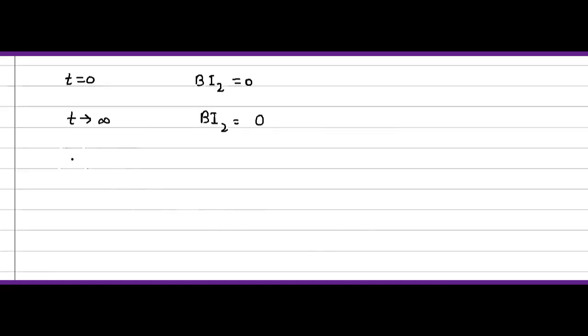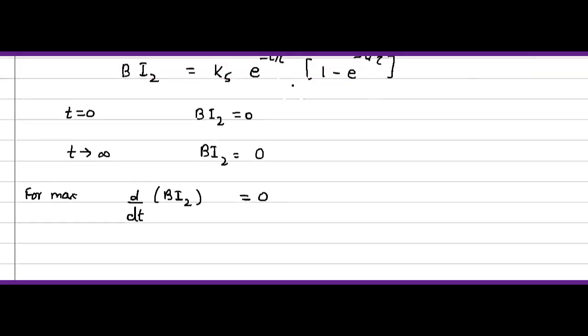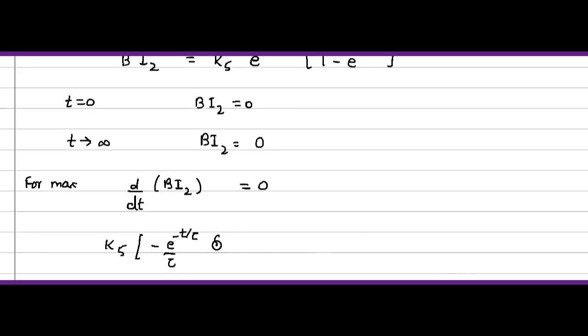So to get the maxima, we can differentiate the product Bi2 with respect to time and put it equal to 0 for getting maxima or minima. In this case it would be maxima. If we differentiate this equation, K5 won't be differentiated, so we can take K5 to be constant. Then we differentiate our first part, taking the other part as constant, so its value would be minus e to the power minus t over tau divided by tau, times the bracket 1 minus e to the power minus t over tau.